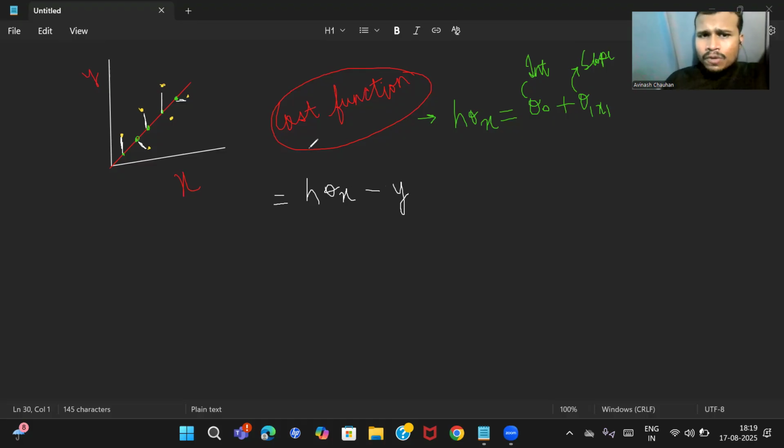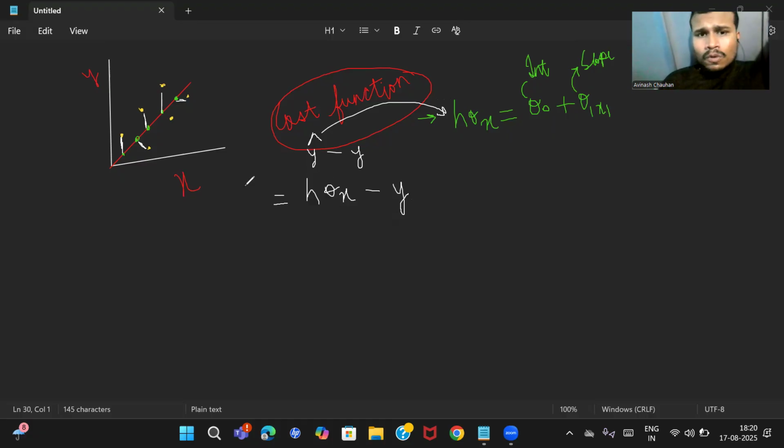Instead of h theta of x, you can write y hat. So y hat minus y. And what is this y hat? This y hat is the same as h theta of x, which is mx plus c. We were discussing that.